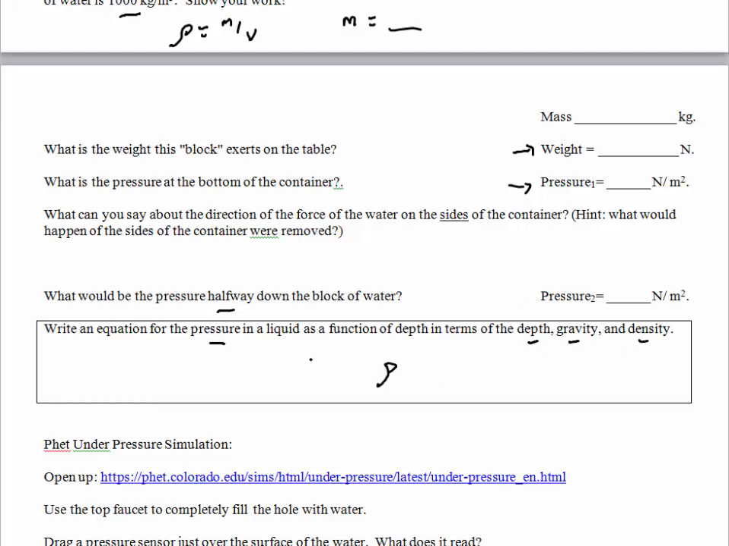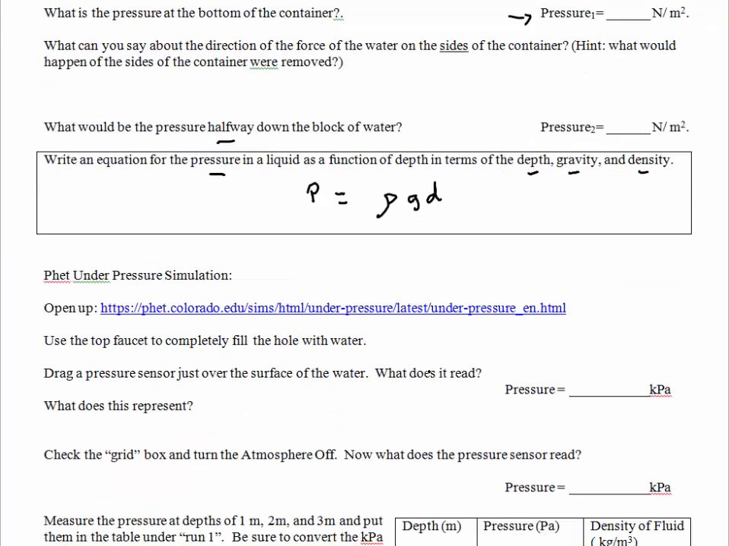So it's probably going to look a whole awful lot like this guy. Pressure is equal to density times gravity times depth or height. And then we're going to go to this simulation and we're going to test this. We're going to see that the deeper you go, the more pressure you're going to experience. And also, if you increase the density, you can increase the pressure as well.